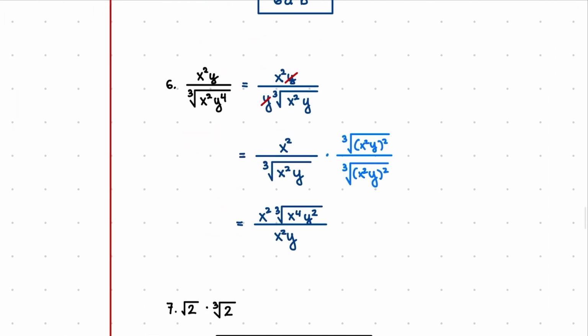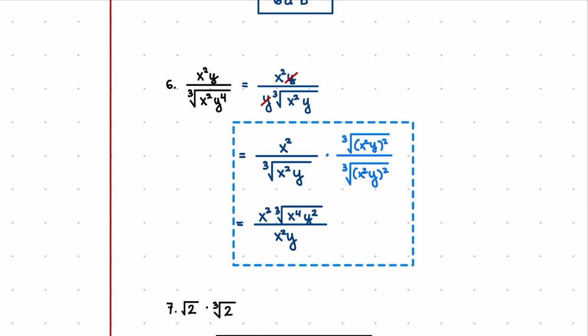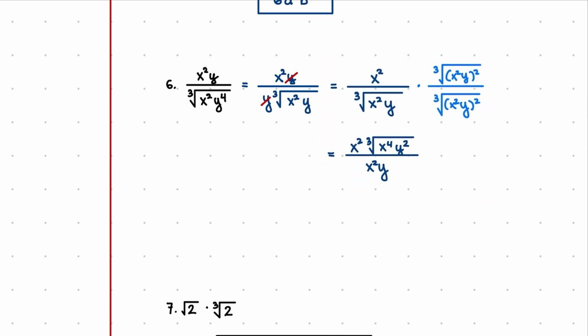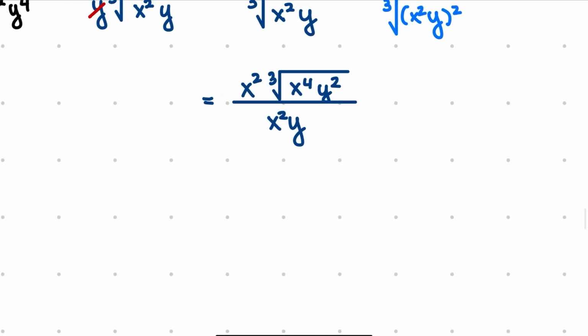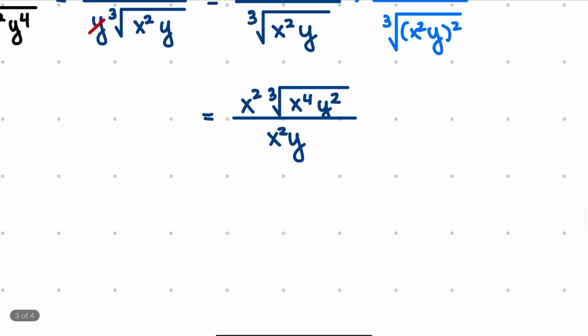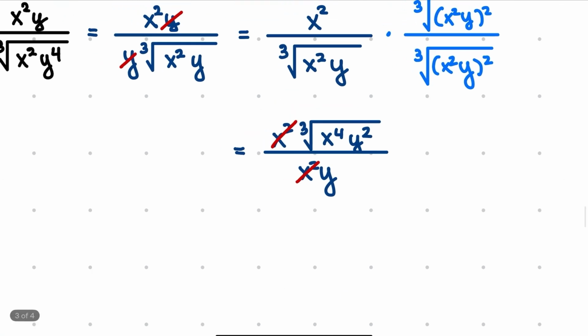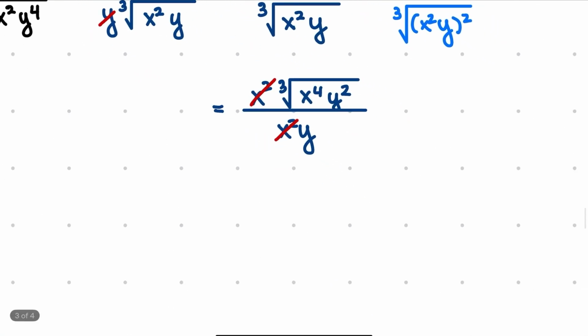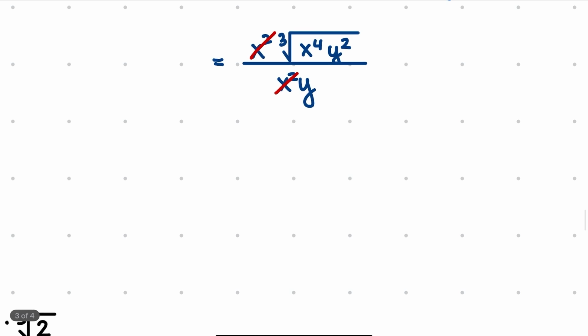Okay, let's just move out here since I'm lacking space. There you go. And then observe here that the x squared will actually cancel out, which is a good thing. And so we'll just be left with the cube root of x raised to 4 y squared y. So this is actually the simplified form for this problem.